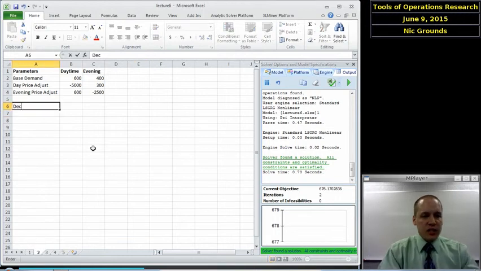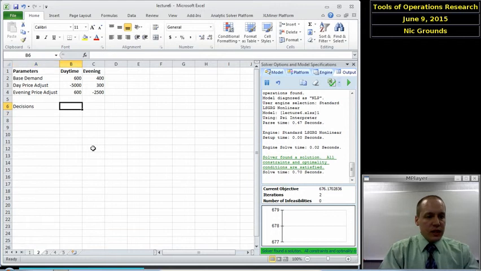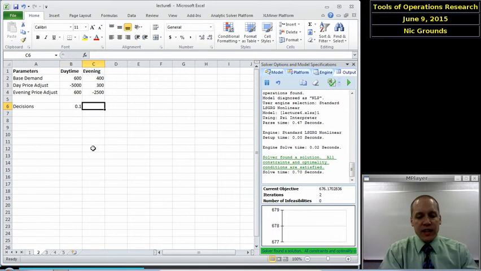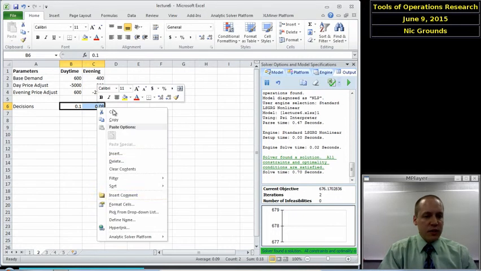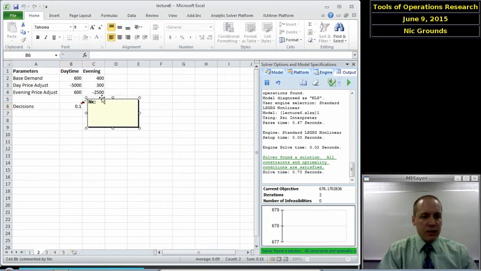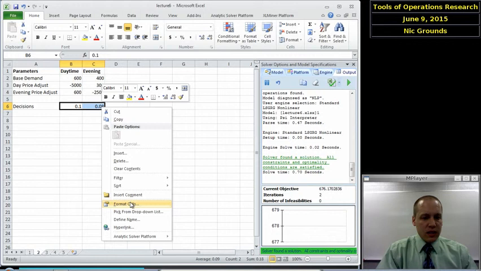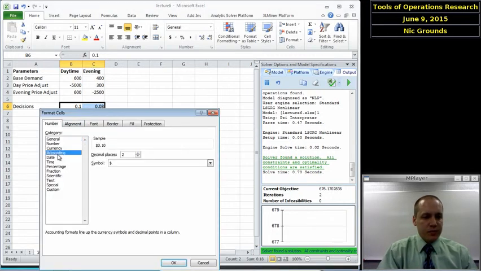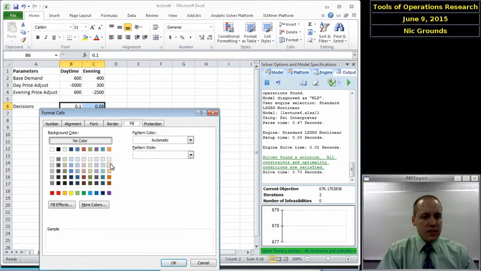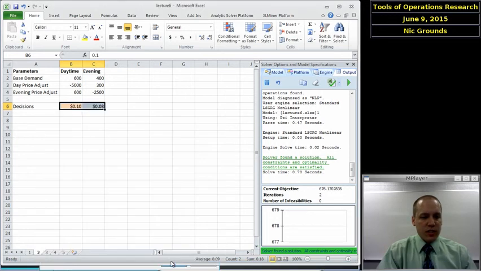Okay, so our decision is the price of a minute for calling during the daytime. So I don't know, let's say that's 10 cents, and evening is let's say 8 cents. Okay, so that's just going to be a starting point guess. Make these dollar amounts, and because there are decisions, we'll mark them with orange.